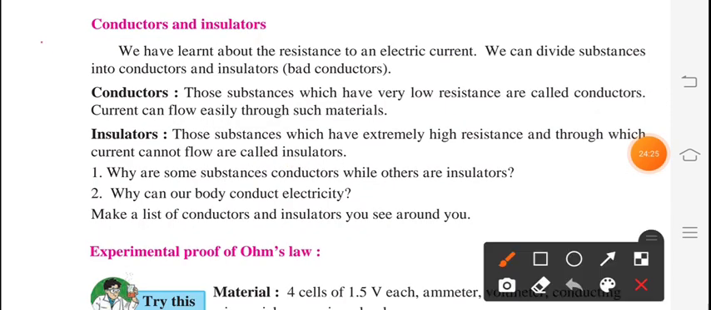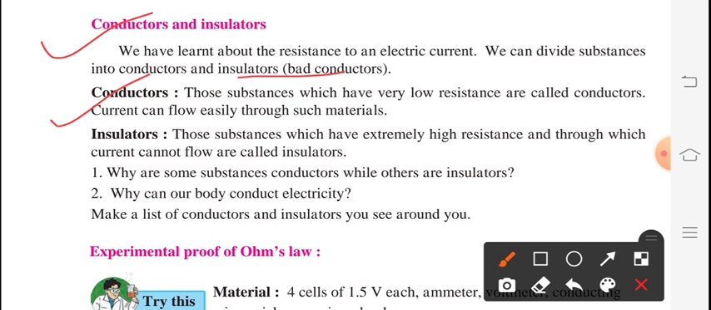Next topic is conductors and insulators. We have learned about resistance to an electric current. We can divide substances into conductors and insulators. Insulators means bad conductors, in which current cannot flow. Such kind of substance comes in insulators. Now we have to see the definition part of conductors and insulators.